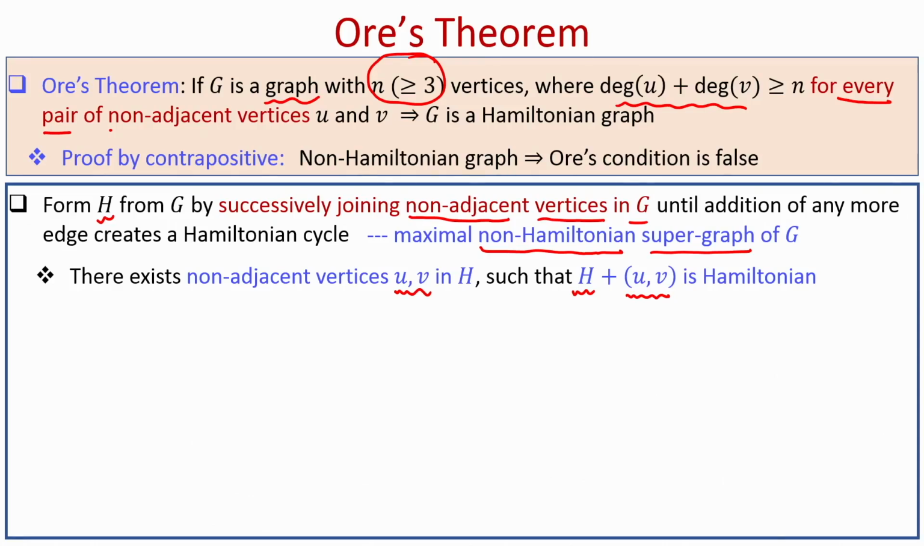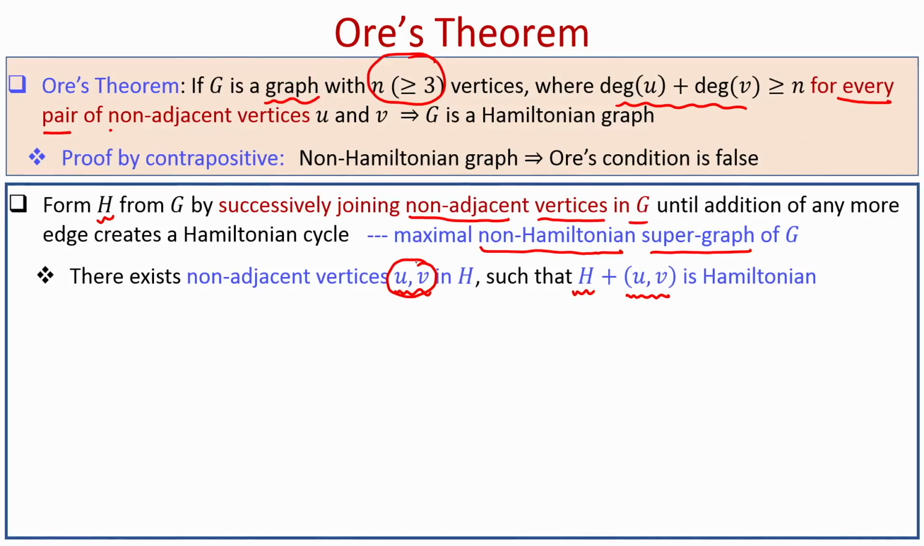That means you should not now add the edge u and v. You have now identified a critical pair of vertices u and v, critical in the sense that if you add the edge between these non-adjacent vertices u and v in the graph H, you will get a Hamiltonian cycle. You stop at that point, and now the proof, which is a proof by contrapositive, will focus on this u and this v, and we will argue that with respect to this specific u and v, Ore's condition is false. That means, if I sum up the degrees of u and v, it will not be greater than or equal to n. So, that is the proof idea.